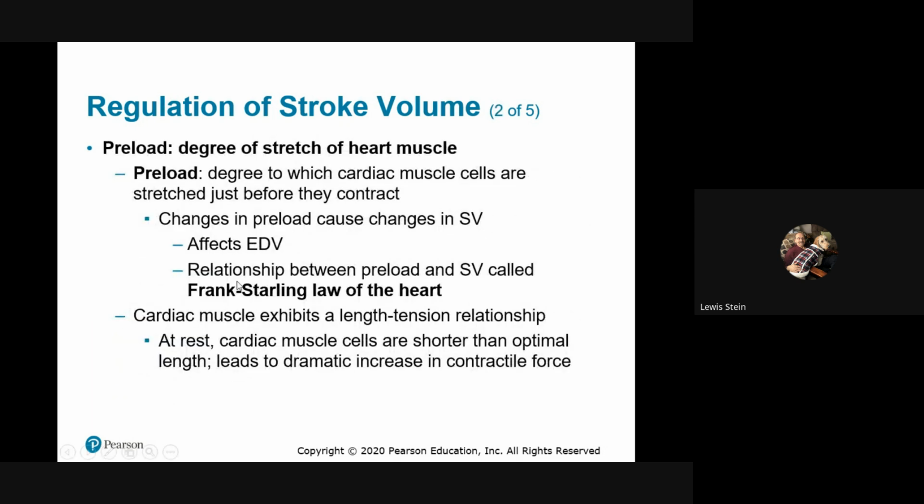So preload, the stretch. Cardiac muscle cells are stretched. Okay, it affects what's left after. So the preload affects stroke volume. That's the Frank Starling law of the heart. The relationship between how much you load it and the strength and the stroke volume. And it's that length tension relationship. At rest, they're shorter than they need to be. Okay, so filling them appropriately really optimizes contraction.